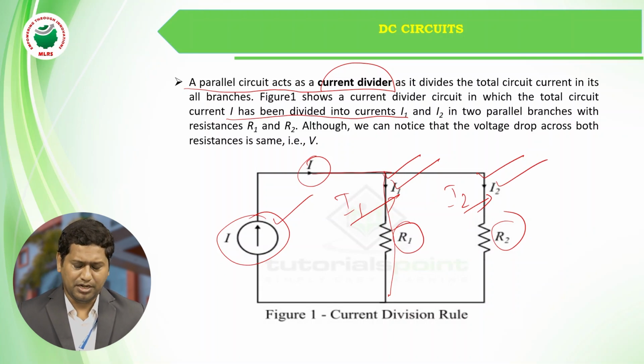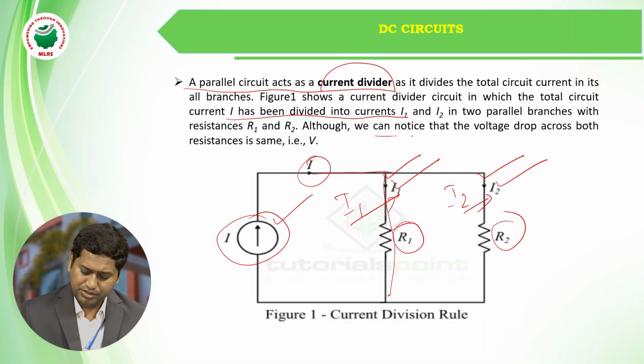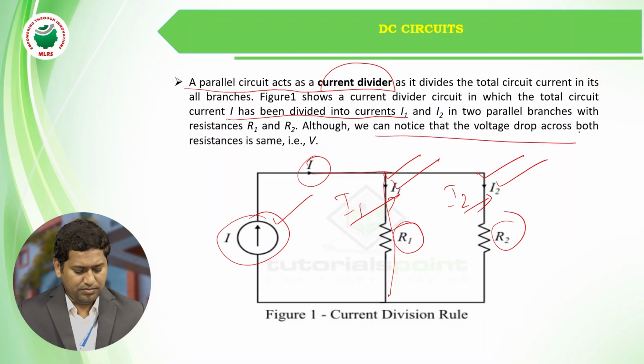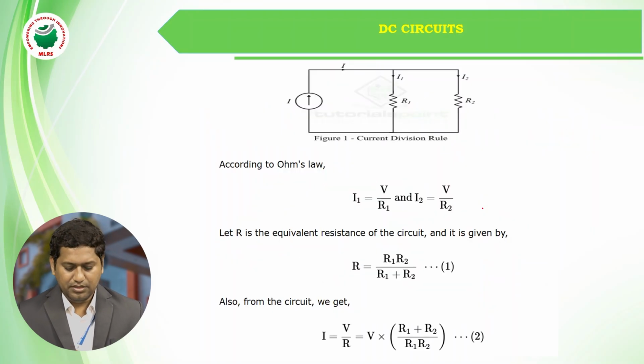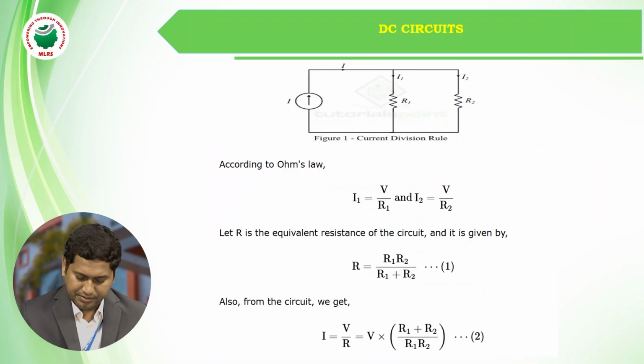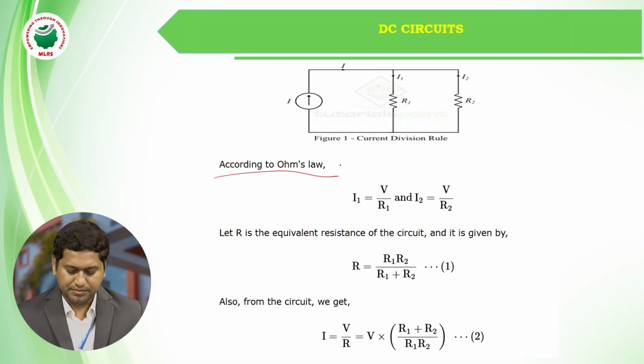R1 and R2. We notice that the voltage drop across both resistances is the same. So in parallel, the voltage will be the same. Here the voltage is the same, the same voltage we see here. So in this circuit, according to Ohm's law, I equals V by R.